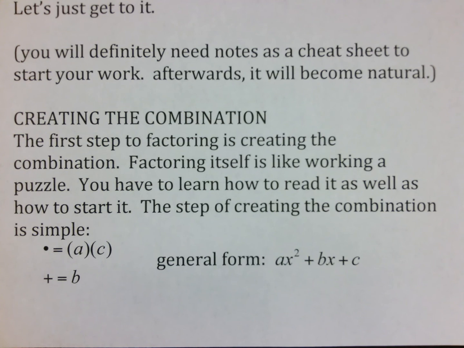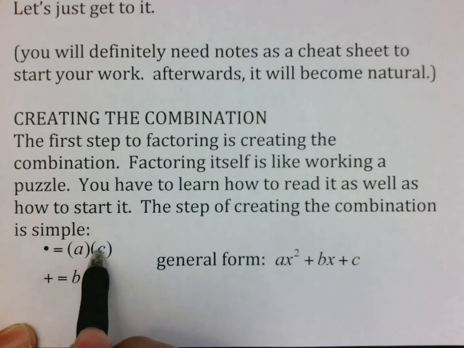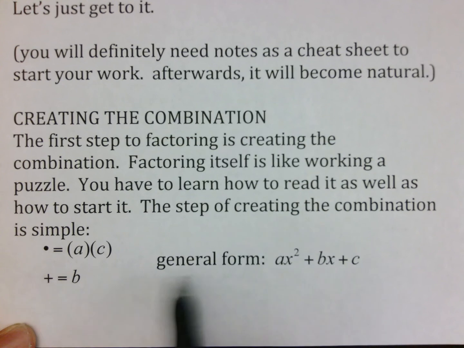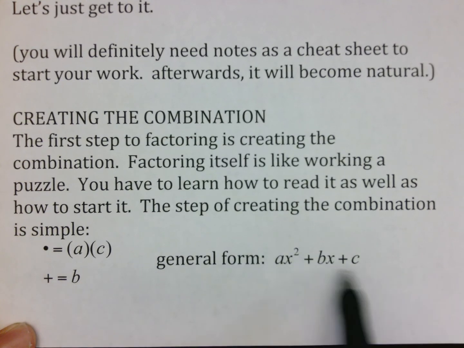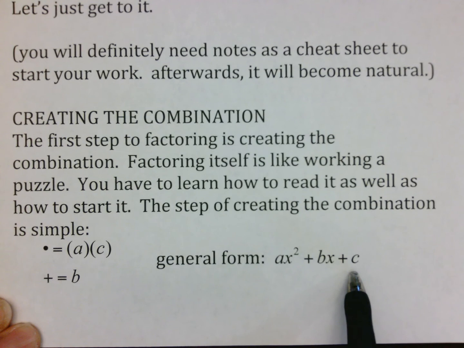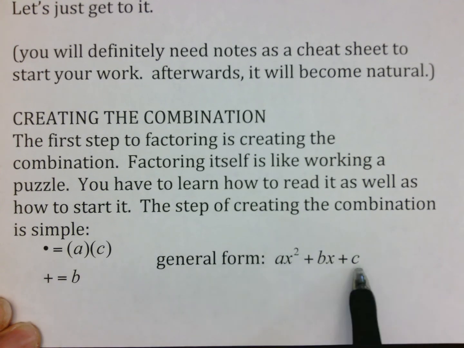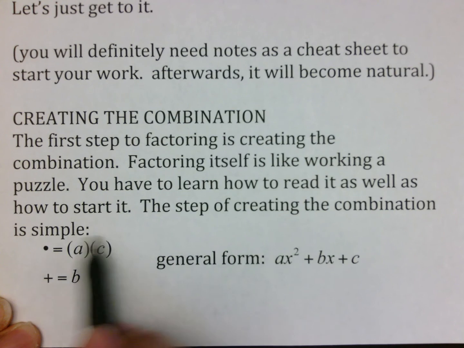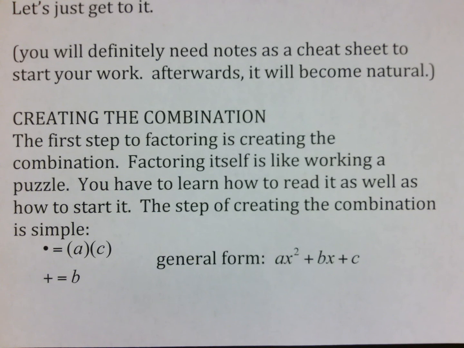The step of creating the combination is simple. This you want to write: multiplies to equal a times c, adds to equal b, with the general form of the problem being ax squared plus bx plus c. So as you write that, I'll explain this. When it says it multiplies to be a times c, that means take the front number times the back number, and that's what's going to go up here, and then simply take the middle number, and that's what goes down here. And that is a very easy step, but it's just something again that you need to write down for your notes for the cheat sheet part of it.